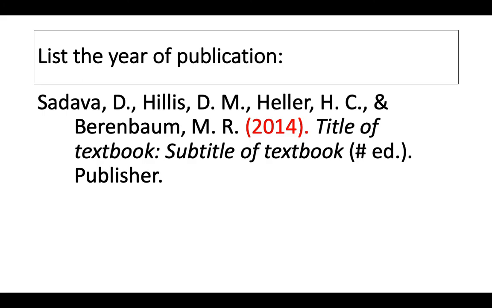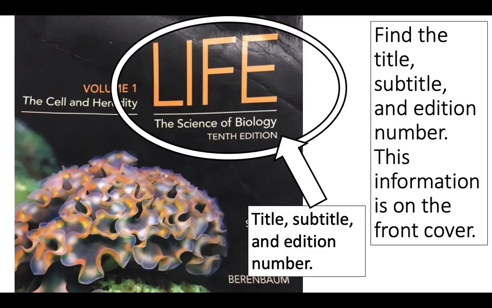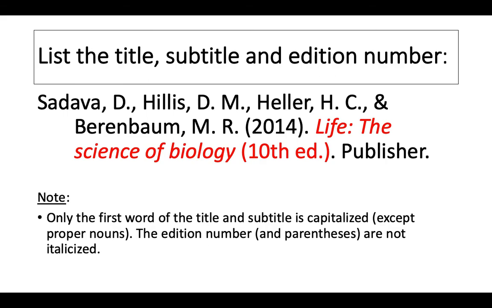The next thing that I'm going to have to add is the title of the textbook, including any subtitles and edition numbers. As I mentioned before, the title of the book is Life, the Science of Biology, 10th edition. This can typically be found at the top of the document if it's an electronic version, or on the outside or inside covers of a printed book. So I add Life, the Science of Biology, 10th edition, into my template. Notice that the title is italicized for a book, and that only the first letter of the title and subtitle are capitalized. The only exception to this is if you're using proper nouns.